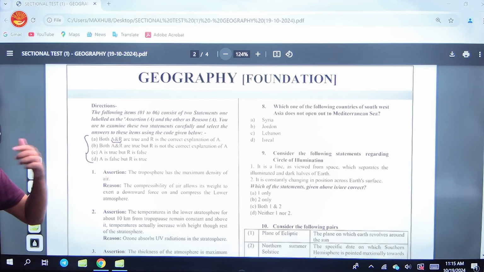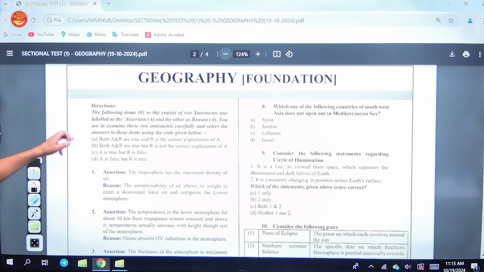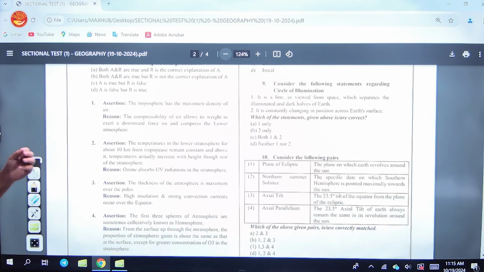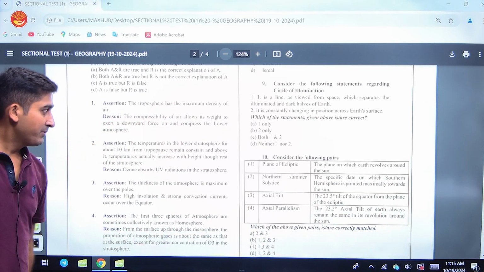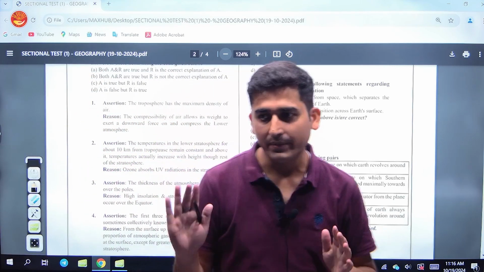A is true but R is false: here the first is correct and the second is wrong. And then A is false but R is true. So accordingly you will choose the answer and mark it accordingly. Now coming to the first question, the assertion: the troposphere has the maximum density of air. What do you say? The troposphere has the maximum density of air.